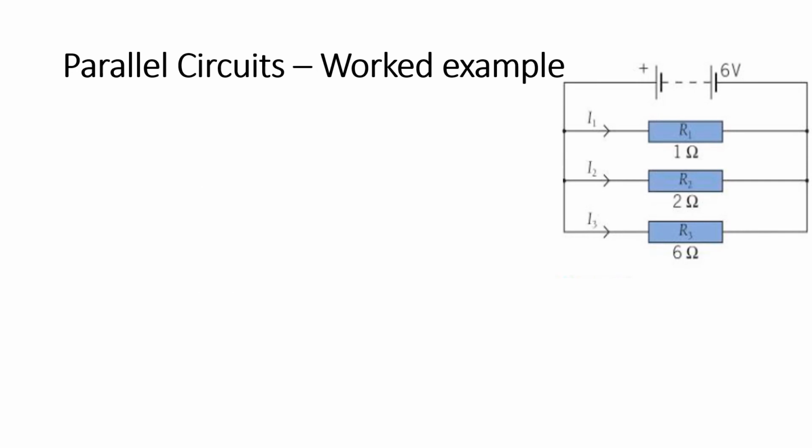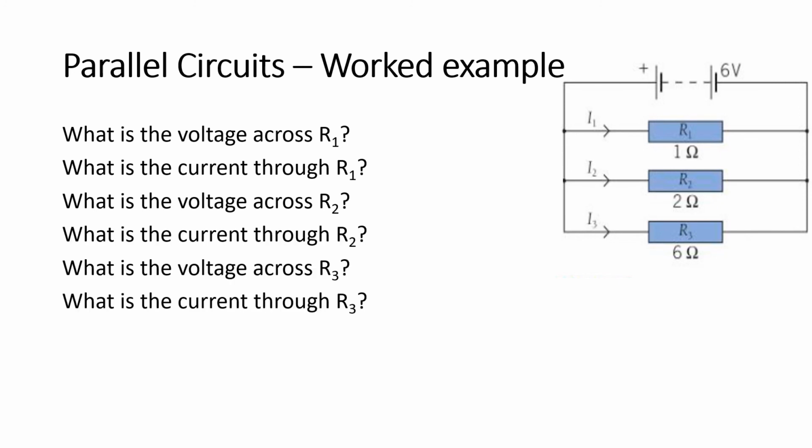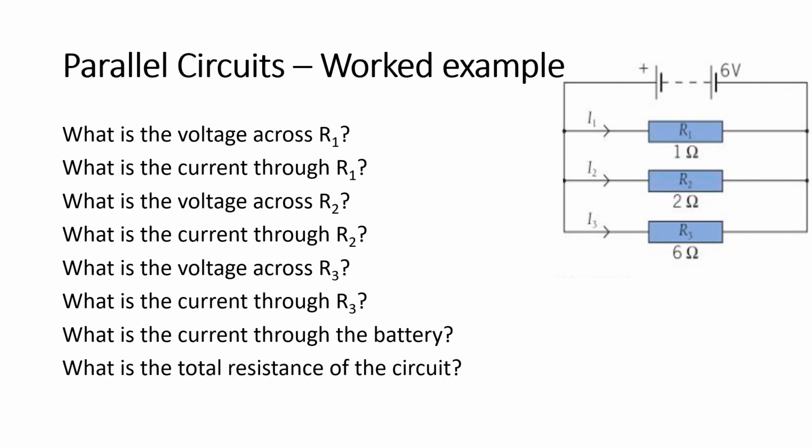So here's a worked example. In this case, you have to look at what the voltage is across R and the current across R1, then across R2, then across R3, and then we're going to look at the current through the battery and the total resistance of the circuit. So first of all, voltages in parallel. If you remember, voltages in parallel are the same across each branch. So as there's 6 volts across the supply, there'll be 6 volts across R1, 6 volts across R2, and 6 volts across R3. So the answer to the first question is just 6 volts.